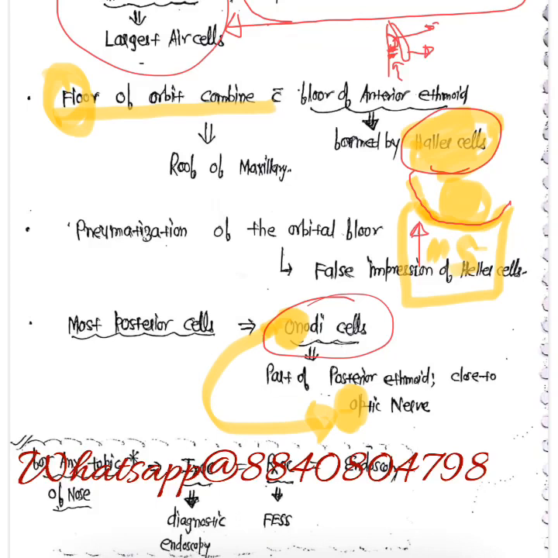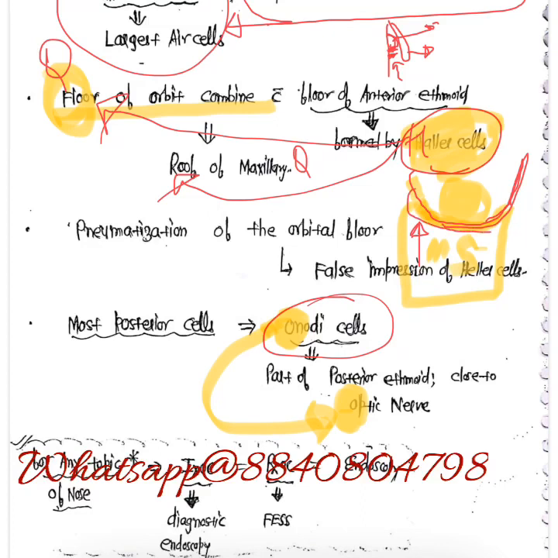Okay, so also the Haller cell, if they ask you, the Haller cell is related to the floor of the orbit and roof of the maxillary sinus. Okay, so both are correct. So this floor of the orbit along with the floor of the anterior ethmoids, sometimes a cell is present, sometimes a pneumatization is there, which is called Haller cell, and the Onodi cell is related to the optic nerve. So it is lateral to the sphenoid sinus.